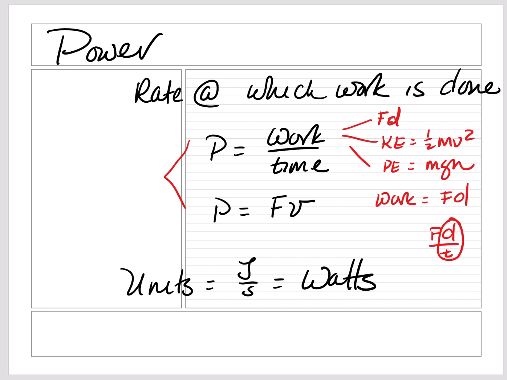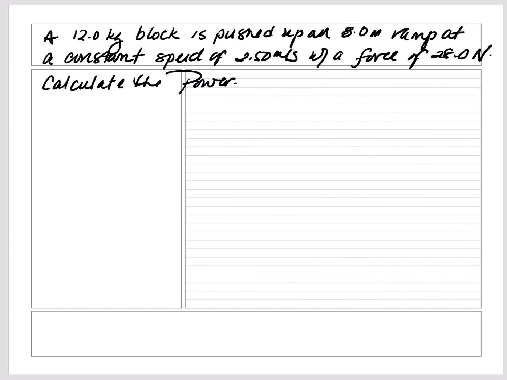The unit for work is joules. The unit for time is seconds. These are SI units. And so a joule over a second is watts, or a capital W. A 12 kilogram block is pushed up an 8-meter ramp at a constant speed of 2.5 meters per second with a force of 28 newtons. So the length of the ramp is 8.0 meters. We know the speed is 2.5 meters per second. And we know the force is equal to 28.0 newtons.